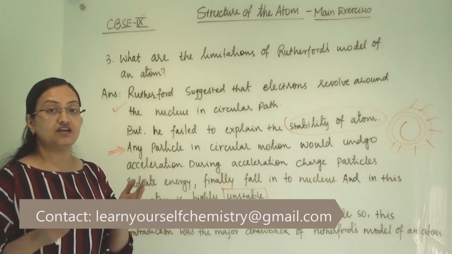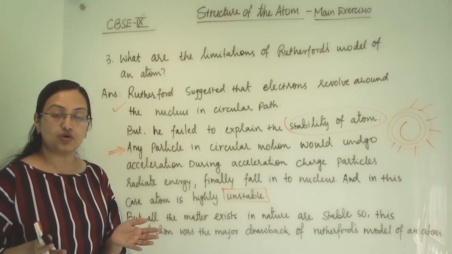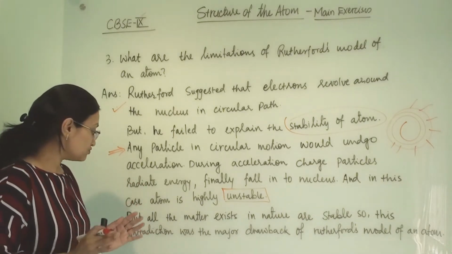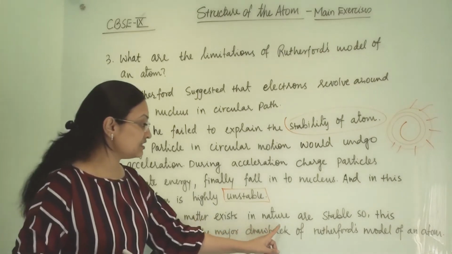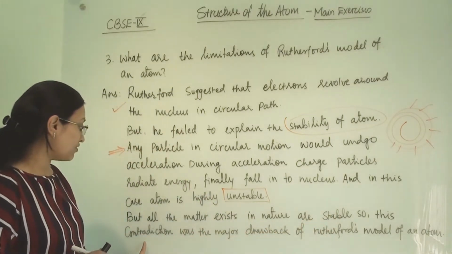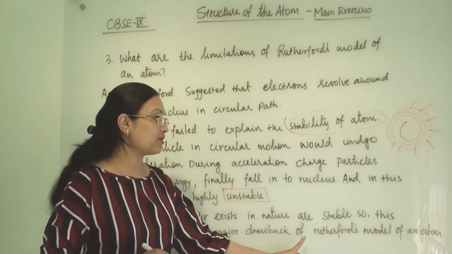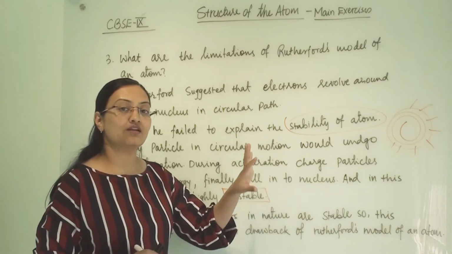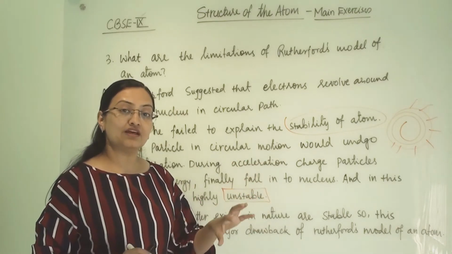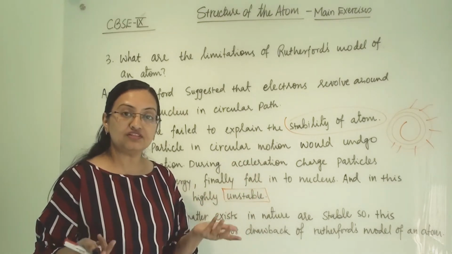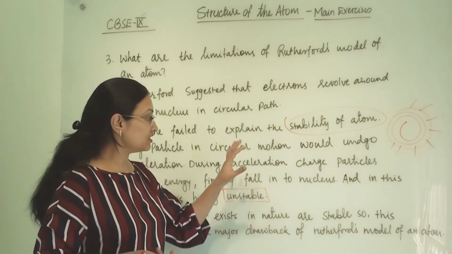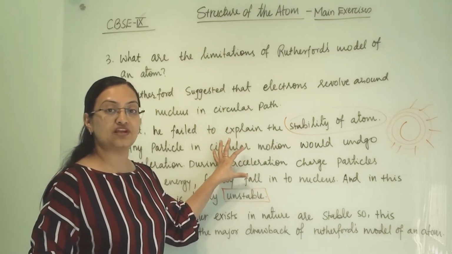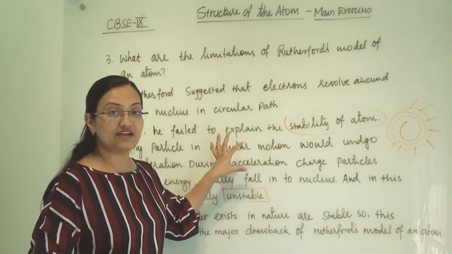But in nature, all matter that exists is quite stable. So this contradiction was the major drawback of Rutherford's model of an atom. If this is the case, then matter is not stable. And if matter is not stable, then how is the universe even surviving? So his model was correct, but it failed to explain why the atom is stable.